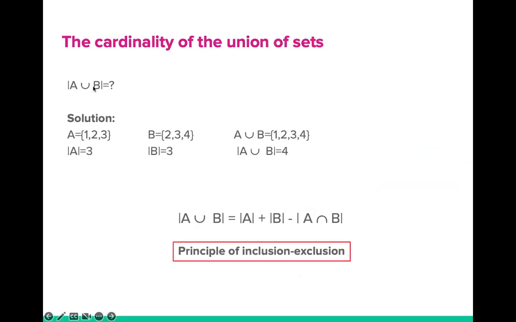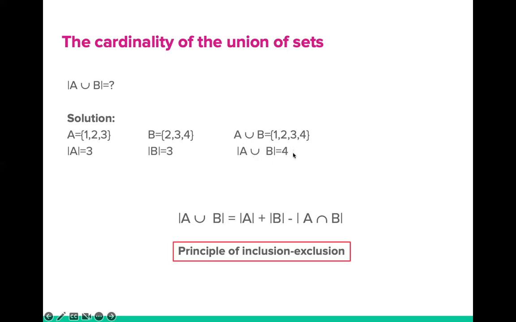So suppose we have this set A having elements 1, 2, 3, and B having elements 2, 3, and 4. So what would be the A union B, and what would be the cardinality of A union B? So we have a set A, 1, 2, 3. So the cardinality of A is 3. The cardinality of B is also 3, since B also has 3 elements. So the cardinality of A union B is 4.